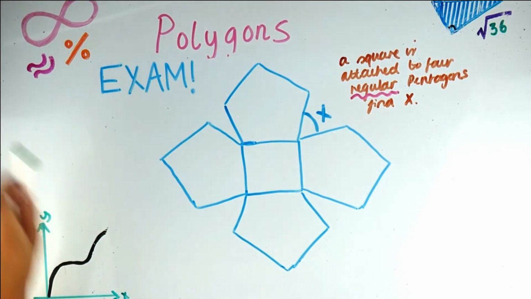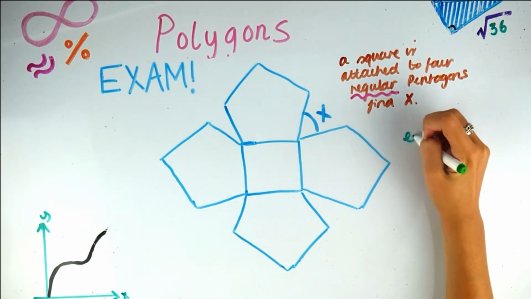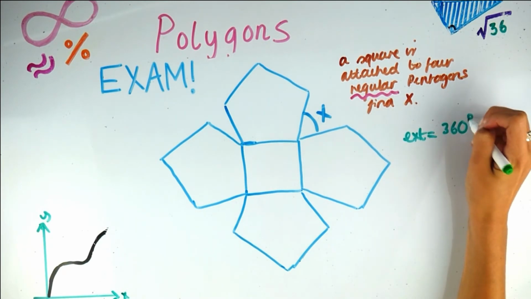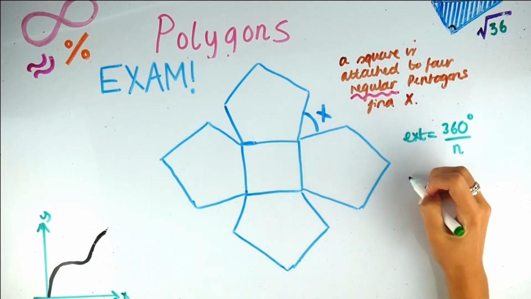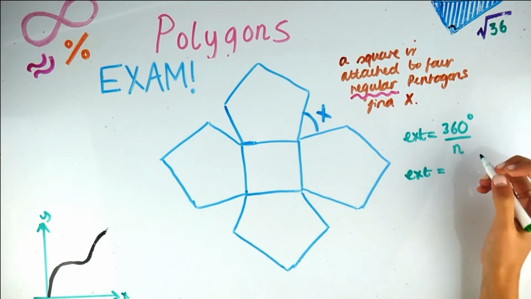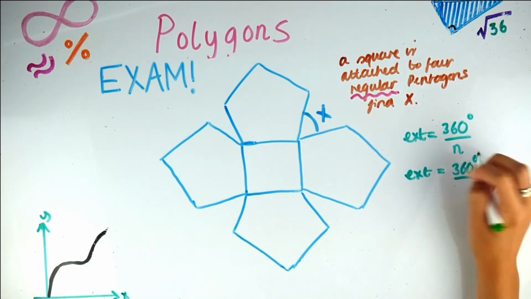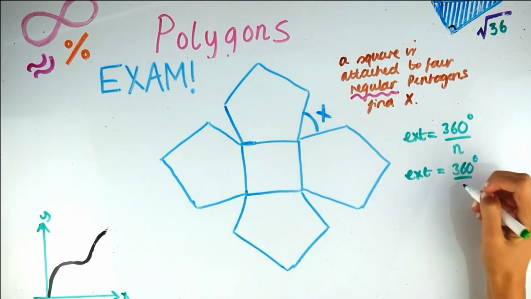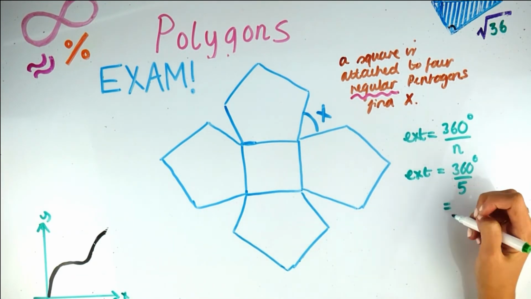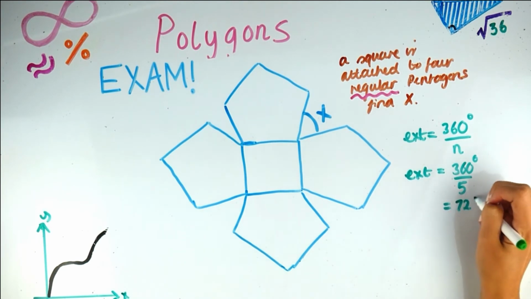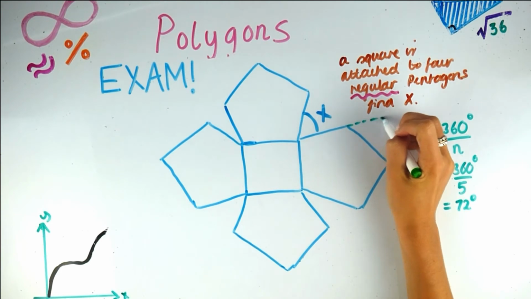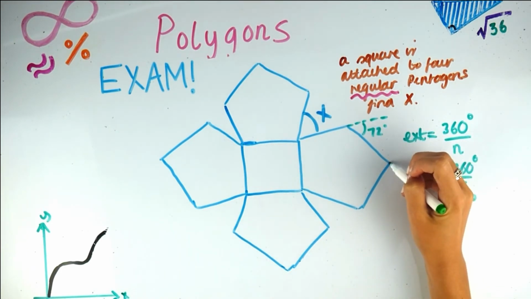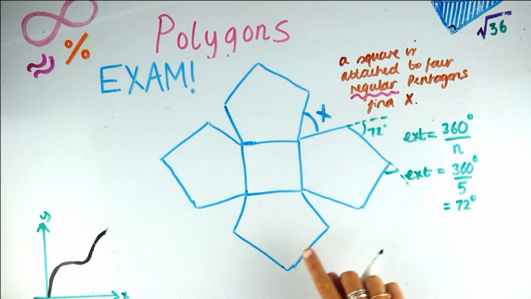So we do know one equation, which is the exterior angles. One of them is 360 divided by n. So if I'm looking at a pentagon, one of the exterior angles is 360 degrees divided by 1, 2, 3, 4, 5 sides, divided by 5. And that gives me an answer of 72 degrees. So we've done that previously. So therefore we know this is 72 degrees, and then it's the same for all of these different shapes.